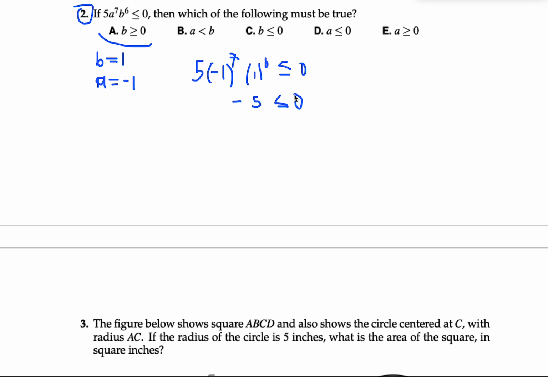But the question is, is this always true? To prove whether this is always true, we should also pick different numbers for a and b and see if that's the case. So for this instance, let's assume that a was equal to, say, +1 and b was equal to, say, 2. Then in that case, we'll get 5, and then we'll have 1 to the 7th power, and then we'll have b, which in this case would be 2 to the 6th power.